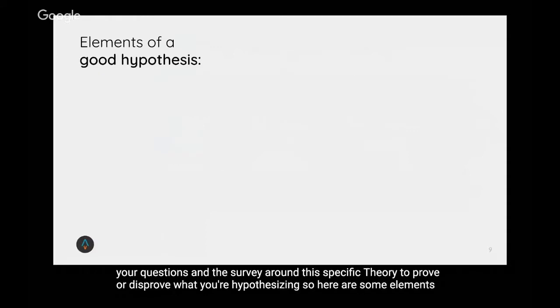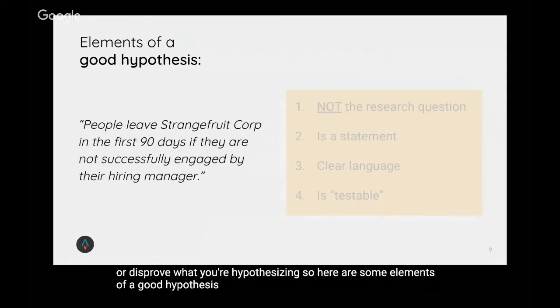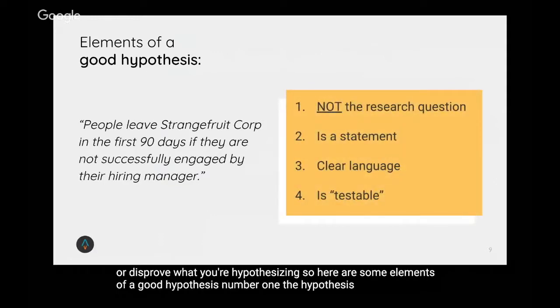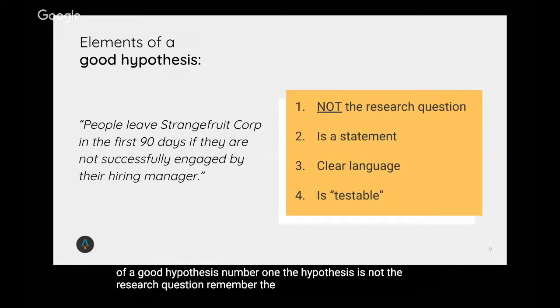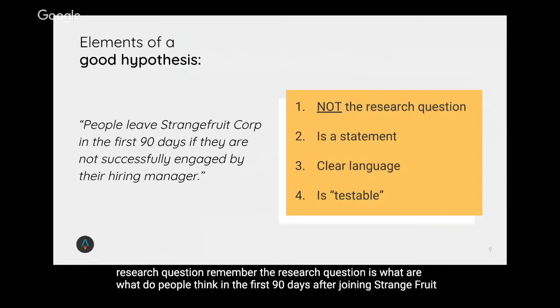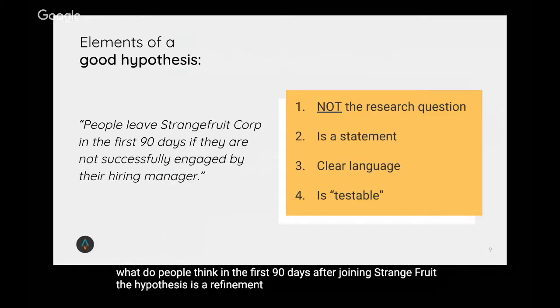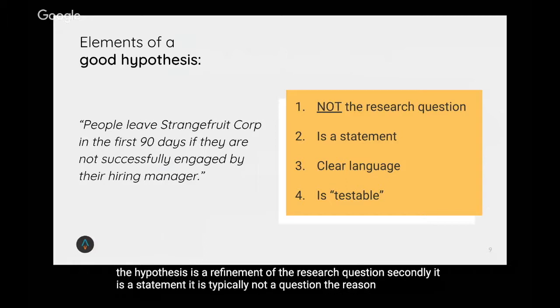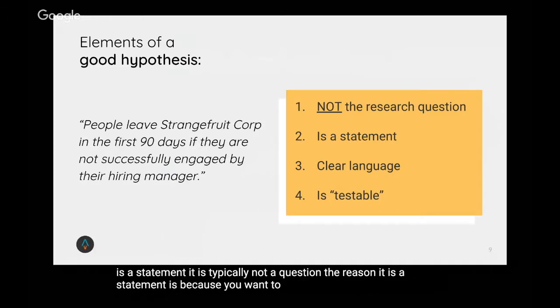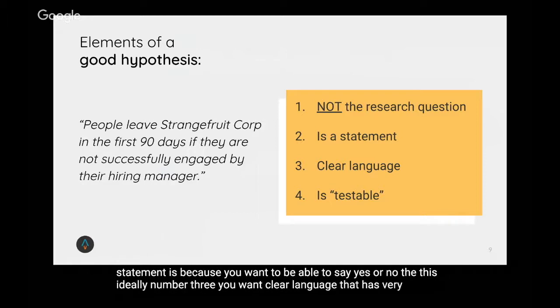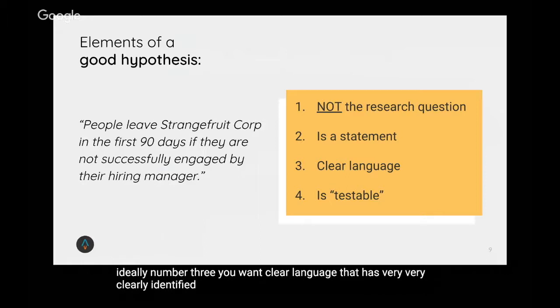So here are some elements of a good hypothesis. Number one, the hypothesis is not the research question. Remember, the research question is what do people think in the first 90 days after joining Strange Fruit? The hypothesis is a refinement of the research question. Secondly, it's a statement. It is typically not a question. The reason it is a statement is because you want to be able to say yes or no to this, ideally. Now, you want clear language that has very clearly identified variables that need testing.